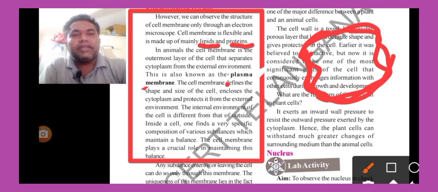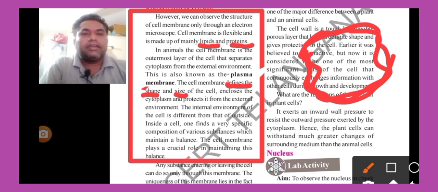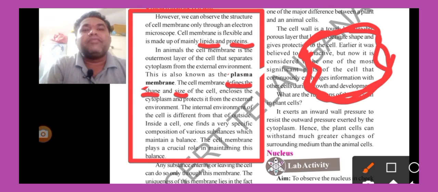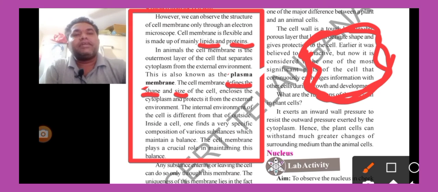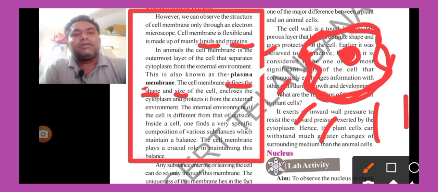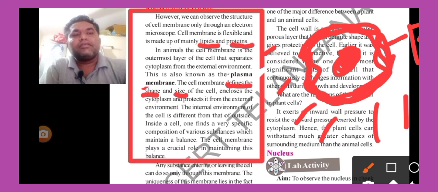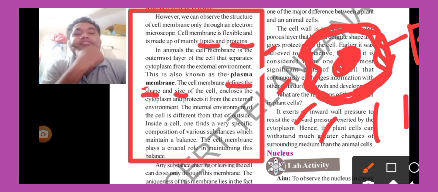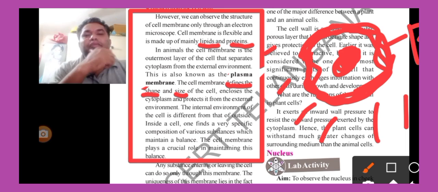The cell membrane defines the shape and size of the cell. It determines the shape and size of the cell and encloses the cytoplasm and protects it from the external environment. For example, this is the external environment, and the liquid cytoplasm inside is protected by the plasma membrane. The plasma membrane protects the cytoplasm so that it gives a shape and size to the cell. You have to keep this in your mind.